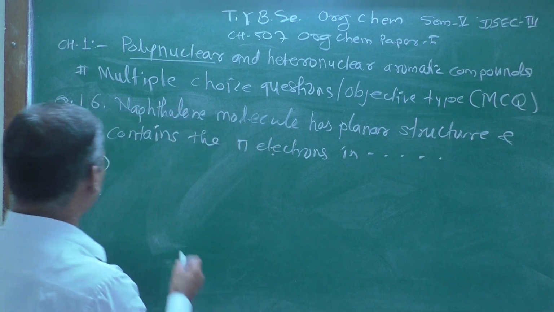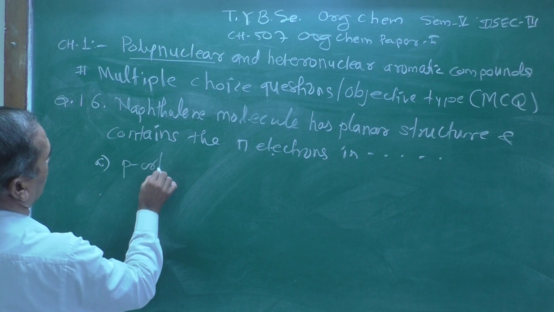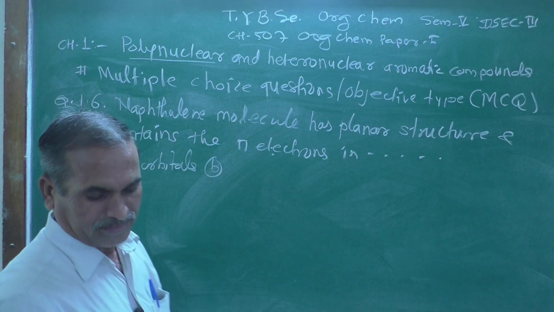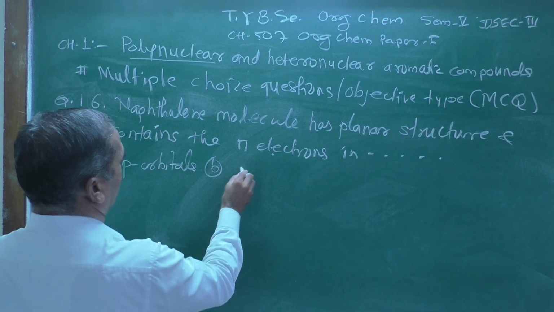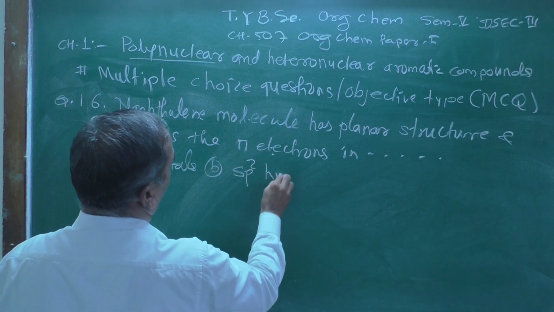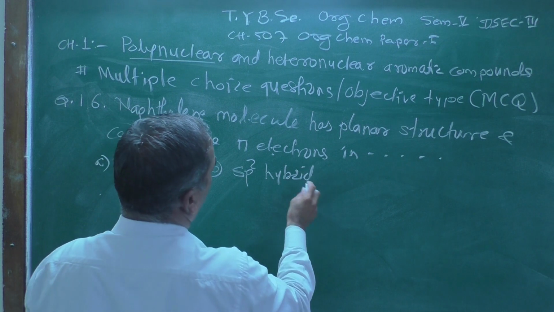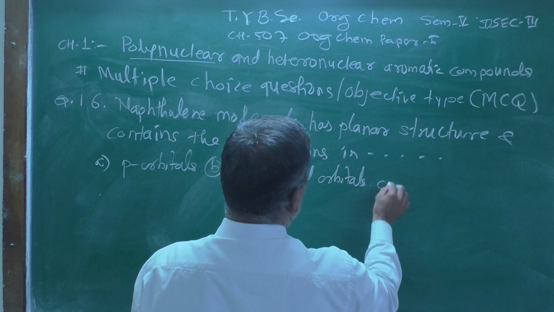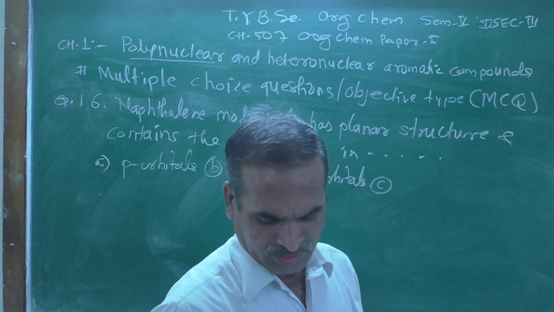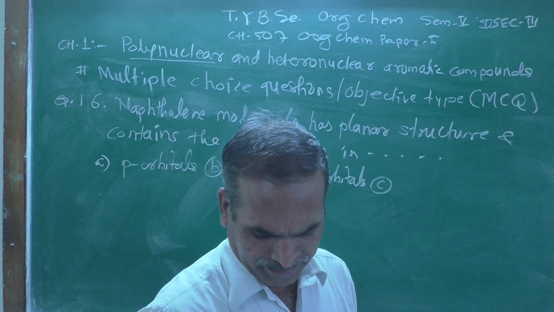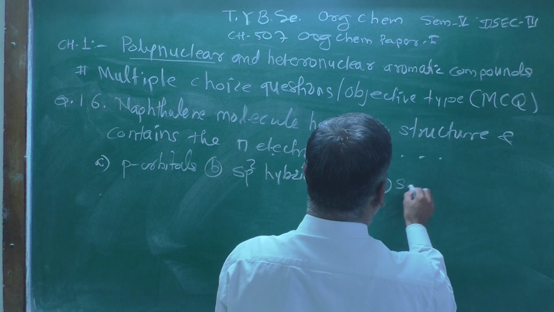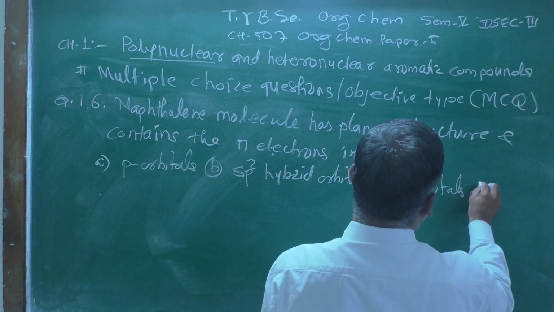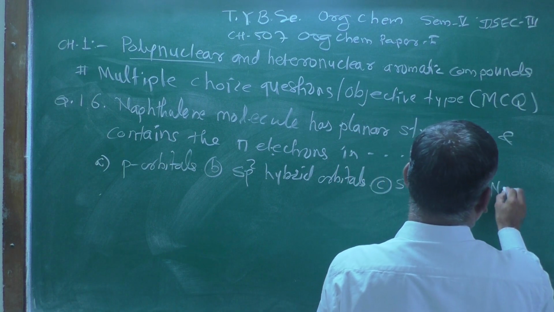The options are: A, p orbitals; B, sp2 hybrid orbitals; C, s orbitals; and D, none of these.